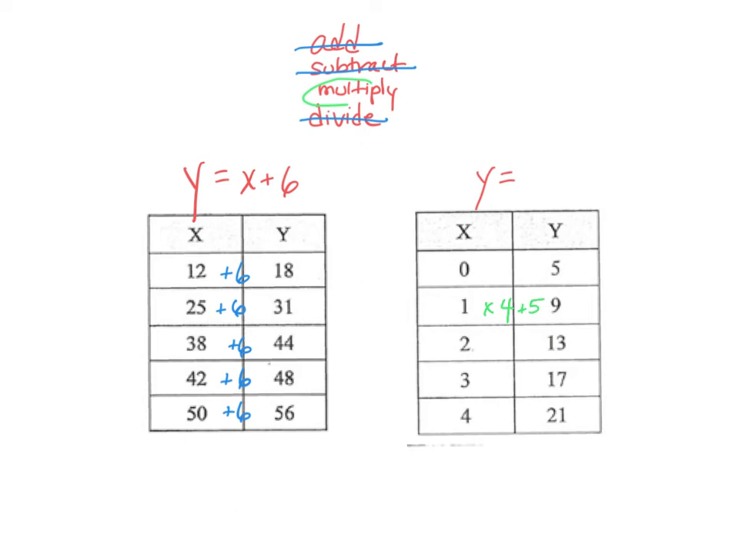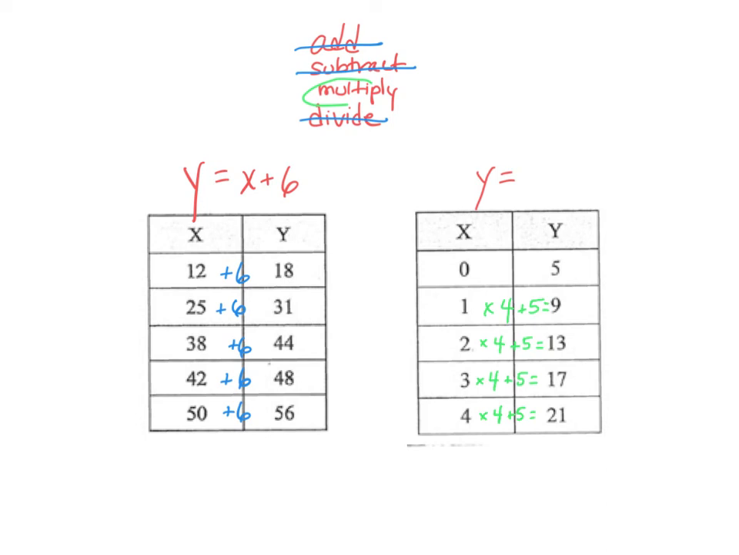Would that work if I did the same thing to the input of 2? If I did 2 times 4, that's 8, and then added 5, yep, that would turn it into 13. Does it work for 3? 3 times 4 gets me to 12, and then add 5 gets me to 17. 4 times 4 plus 5 equals 21.